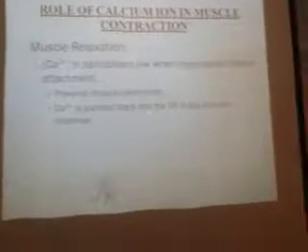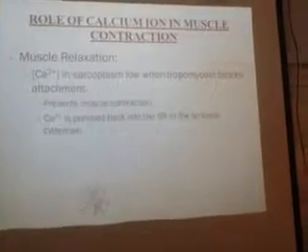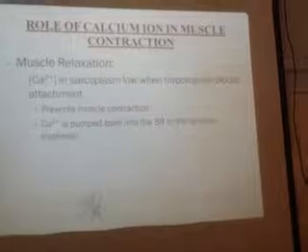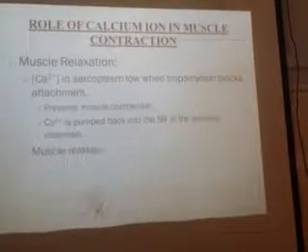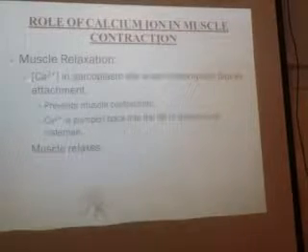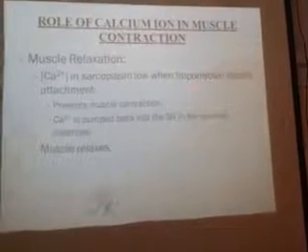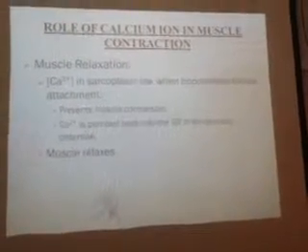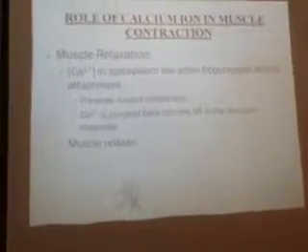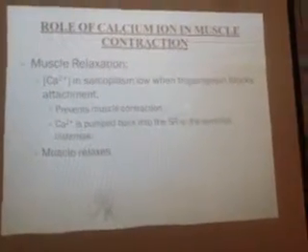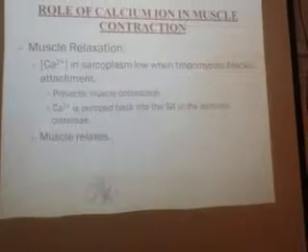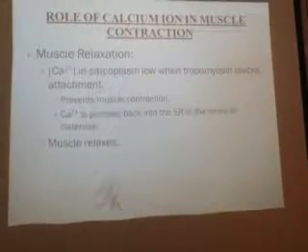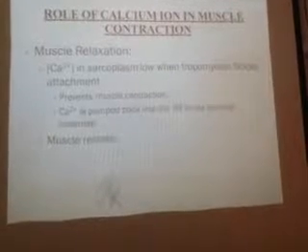Calcium is pumped back into the sarcoplasmic reticulum in the terminal cistern. It comes back and the muscle relaxes. Calcium is low and tropomyosin blocks the attachment, so it prevents muscle contraction. Calcium comes back to the sarcoplasmic reticulum in the terminal cistern, and the muscle is relaxed. So this is the role of calcium in muscle relaxation.